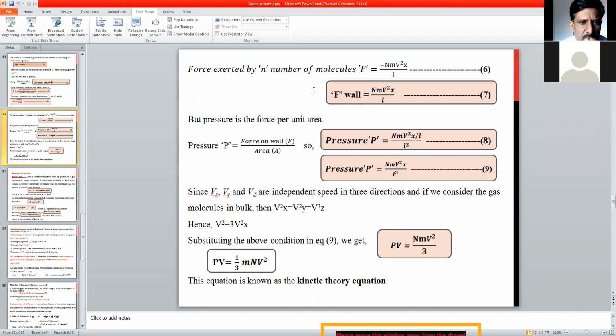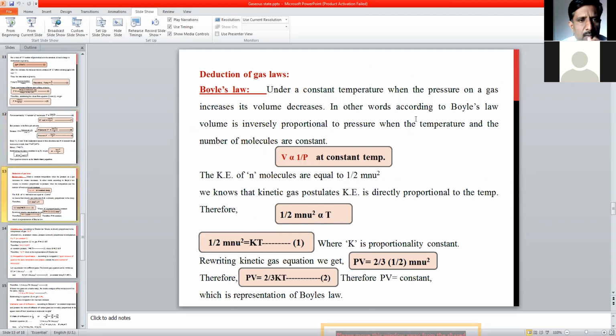This equation comes from applying different equations of force as well as pressure, as well as the time dependence of velocity. Finally, we get the equation PV is equal to 1 upon 3 mnv square. This we already discussed in yesterday's period. Now we are going to discuss the deduction of gas laws.